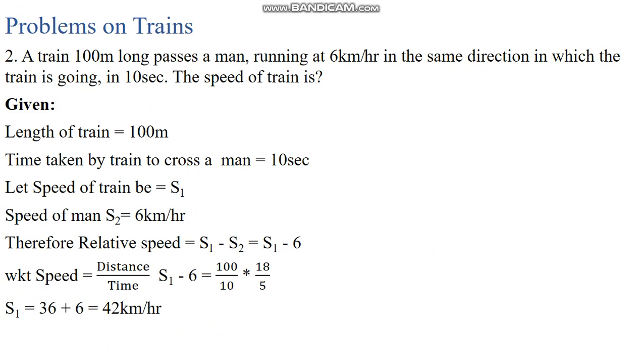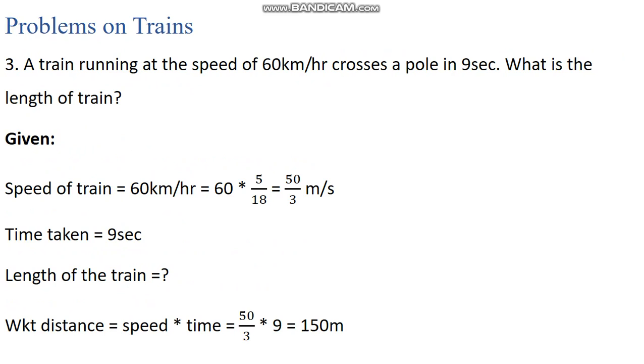In order to maintain the same unit, I am going to multiply the value on the right hand side by the conversion factor of 5 by 18. Therefore, the speed of the train is 36 plus 6, which gives around 42 kilometers per hour.